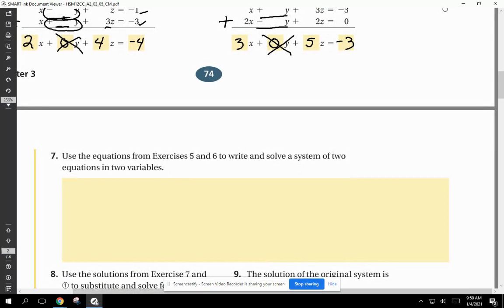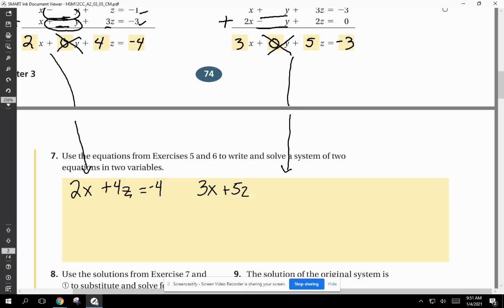So we have, and these are all sample questions here because you have a lot of stuff here. So remember, we have this first equation here. We're going to write down here: we have 2x plus 4z equals negative 4, right? And then over here, you have 3x plus 5z equals negative 3. And we're going to zoom this guy down here too. So 3x plus 5z equals negative 3.